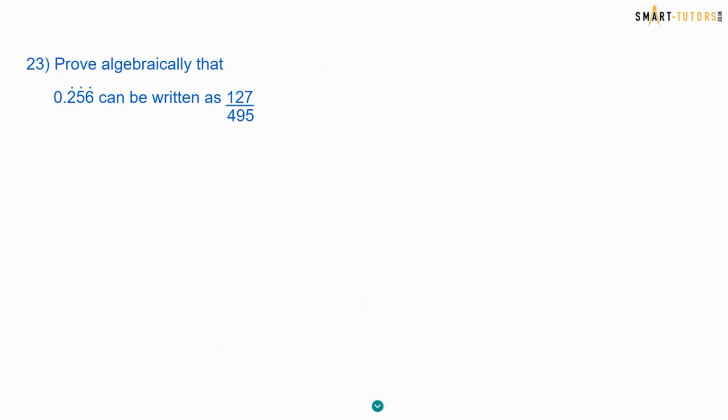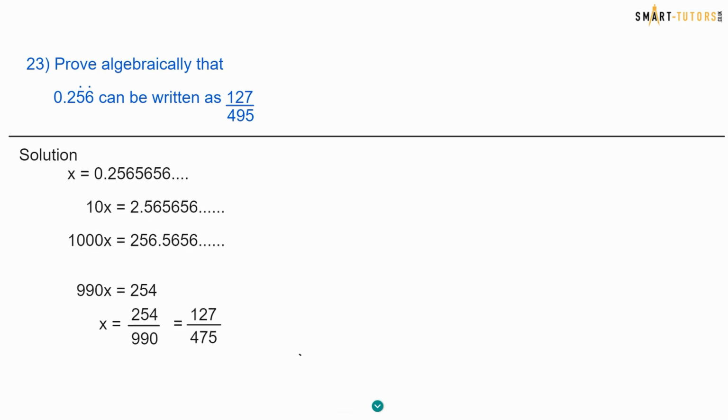Question number 23, prove algebraically that 0.2, so actually that is not a recurring decimal here. The question here is that 0.25 recurring 6, that is 0.2565656..., can be written as 127 over 495. So the solution is to assign that into a decimal format: x equals 0.2565656, because the 56 is the part recurring.